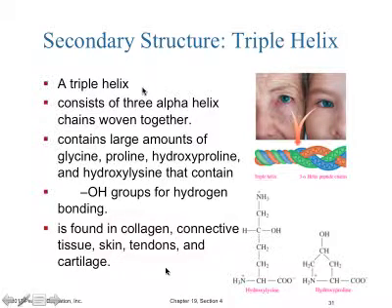The last and third type is a triple helix, and it consists of 3 alpha helixes woven together. It contains large amounts of glycine, proline, hydroxyproline, and hydroxylysine that contain lots of OH groups for hydrogen bonding. I should fix that, that's not another bullet. It is found in collagen, connective tissue, skin, tendons, and cartilage.